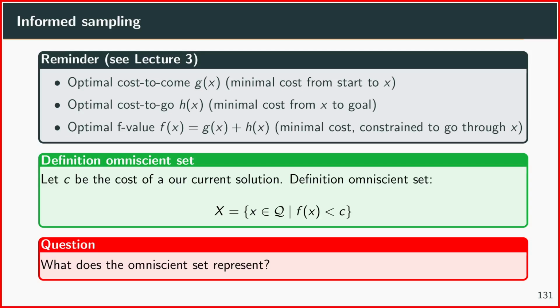And the definition of an omniscient set is basically given here. So let's say that we have a cost C of our current solution. So you found a path, you have a solution cost, and then this omniscient set basically contains all the configurations where the optimal F value of a configuration is smaller than C. So the question for you maybe first, what does this actually represent before I tell you this? Anyone an idea?